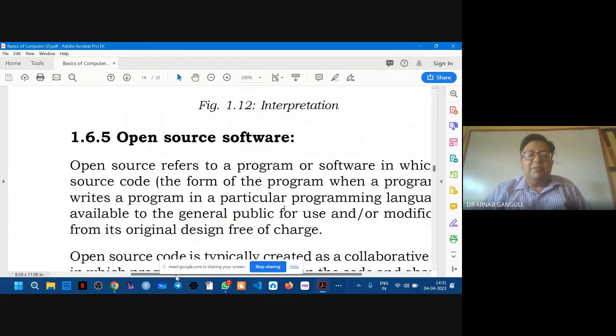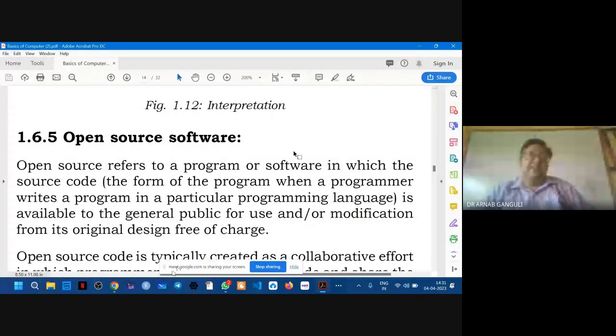Now we will talk about open source software. This is one of my favorite parts. Windows is not open source. I don't like Windows. I use Linux. It is free. It's not only free of cost; Windows you have to buy for 10,000 or 12,000 rupees, or you buy a laptop that comes with it.